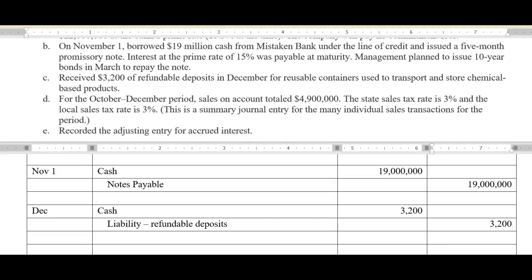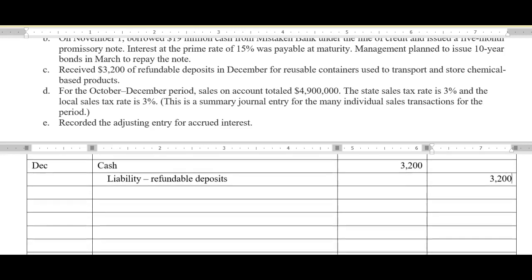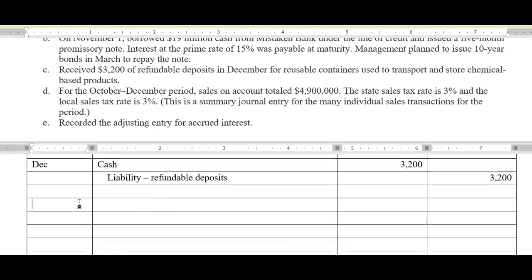Now, if they ever expire, we would then record them as revenue. But at this stage, we owe them. There's full anticipation that they will be returned, and we will have to refund that deposit. So it's a liability to us.